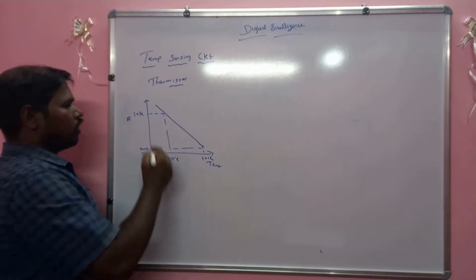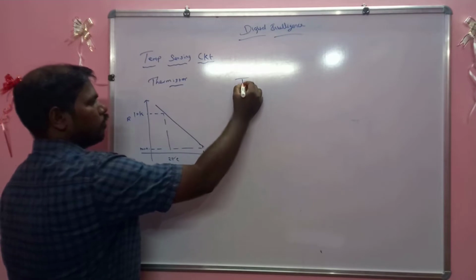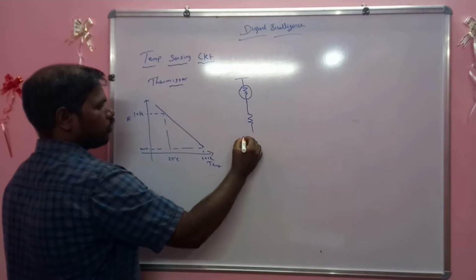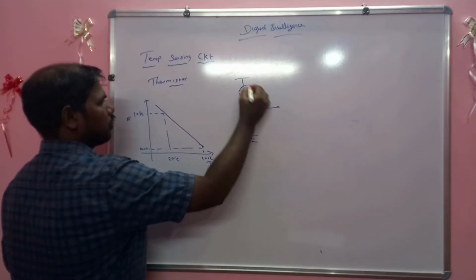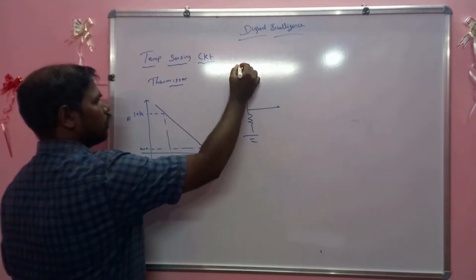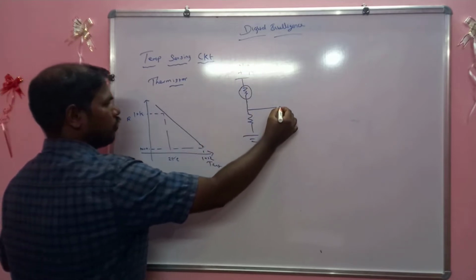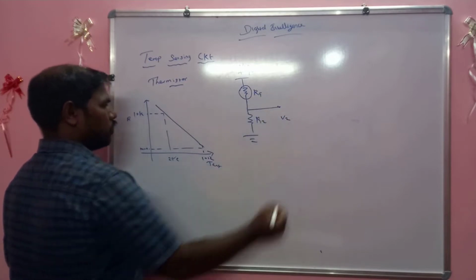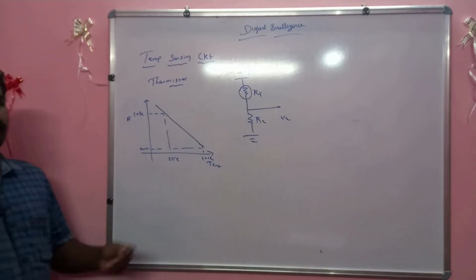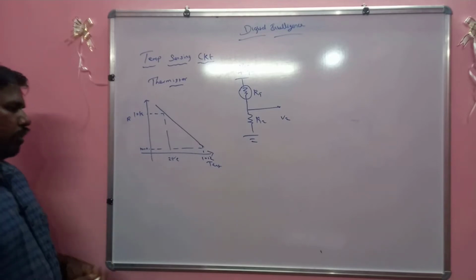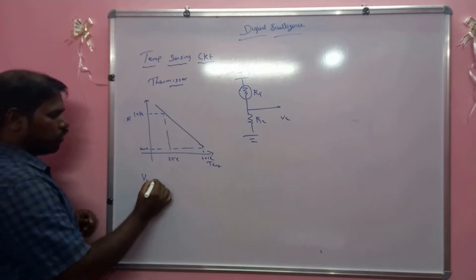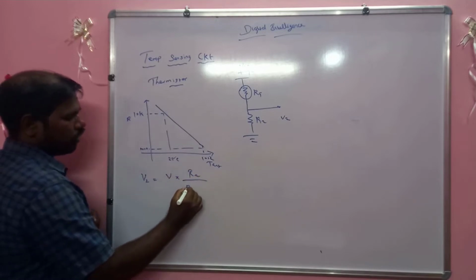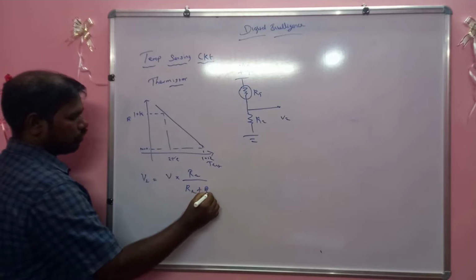First of all, this is a resistive device, so we are creating a voltage divider circuit. Here we have assigned 9 volts as V, and we need to identify V2. What we are doing is converting this resistance into a voltage variable. We already know V2 equals V into R2 divided by R2 plus RT.